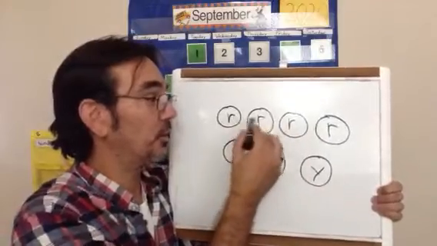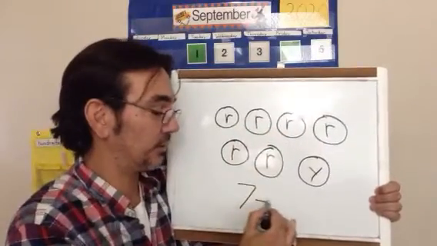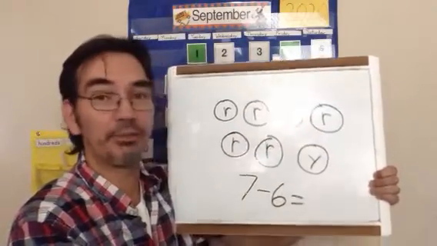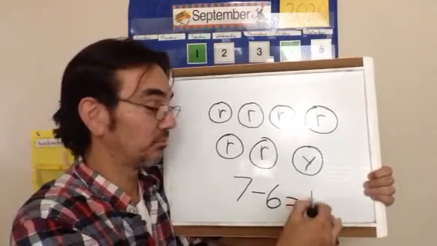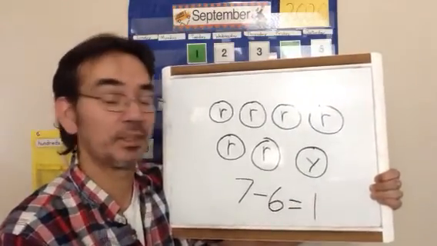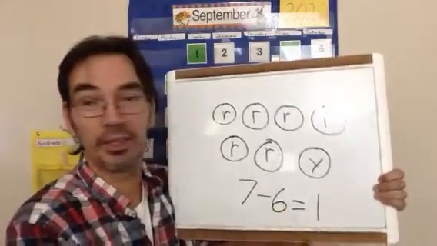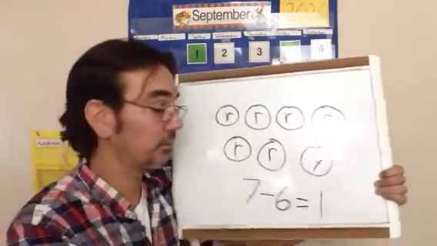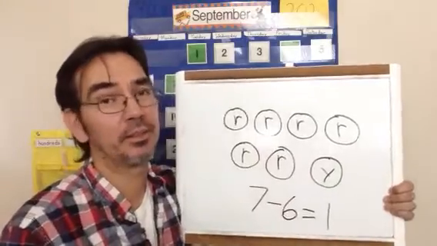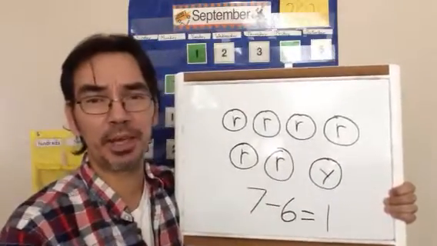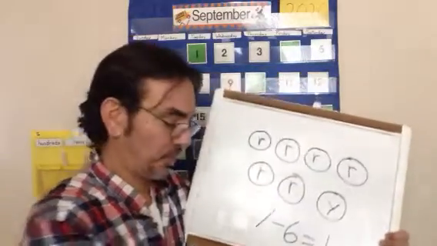So if we take away 1, 2, 3, 4, 5, 6 from 7, we're left with, do you know? 1. 7 minus 6 equals 1. How many yellow folders are there? 1. This is labeling. This is another way to do subtraction, right? Before we move on, before I let you do some on your own, let's do another one together.